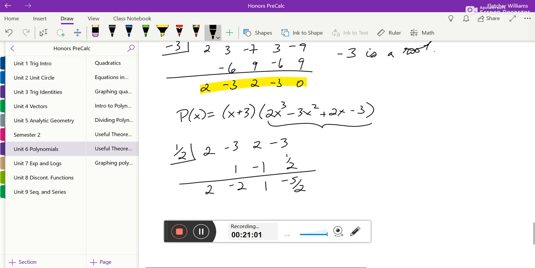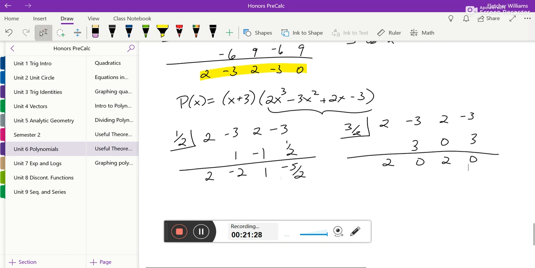So that's not a root. So not 1 half, what about 3 halves? Right, so I don't want to try negative a half because we already got all our negative roots. Okay, so 2 minus 3, 2 minus 3. Okay, so multiply. Okay, it's a root. So 3 halves is a root.